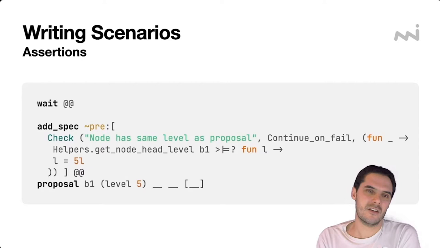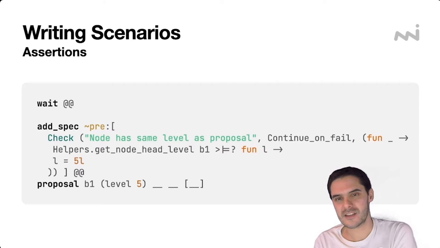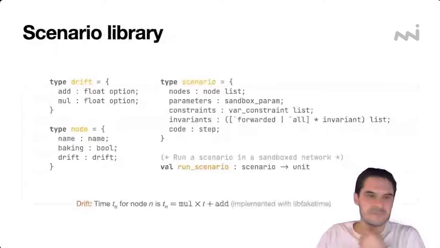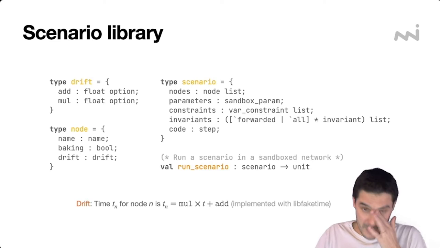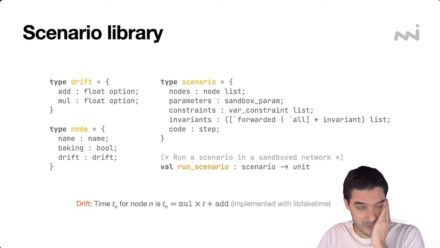So we have this helper function that allows us to retrieve the head level from a node, in this case B1, so we get L, and then we just check that L is equal to 5. When we write a scenario, there's a small library to build scenarios, and there's this function run scenario to which we give a scenario, and we have to call that at top level. If we call that in a module and compile that with the OCaml compiler, then we will get an executable which runs the Mitten scenario and spawns the network, etc.